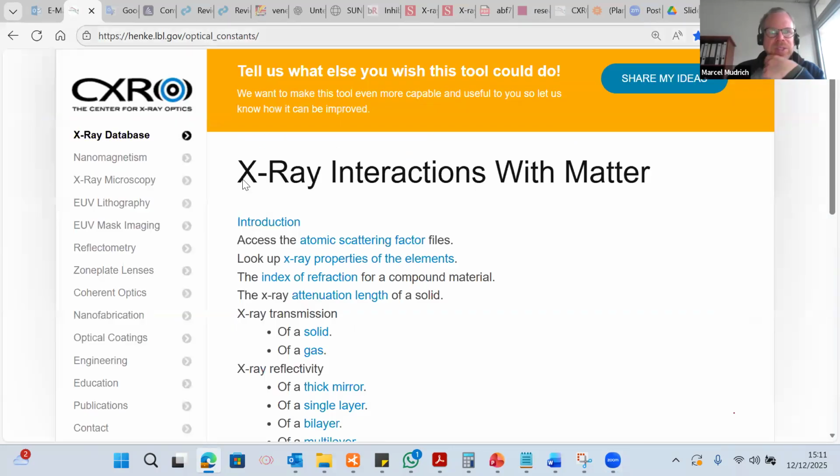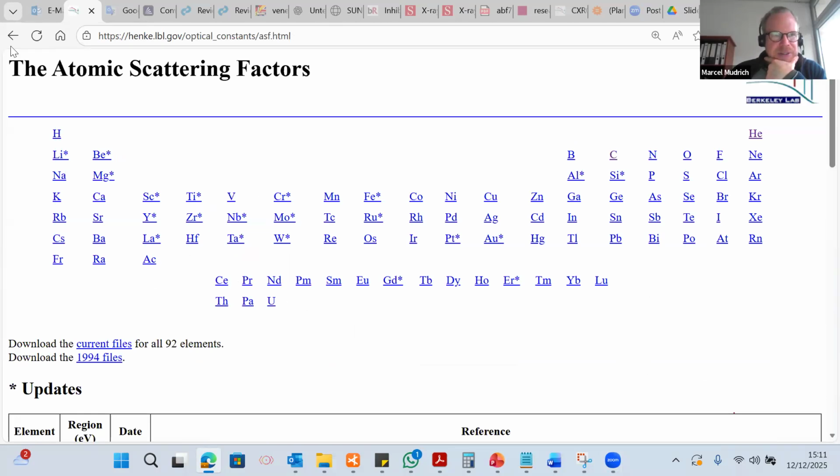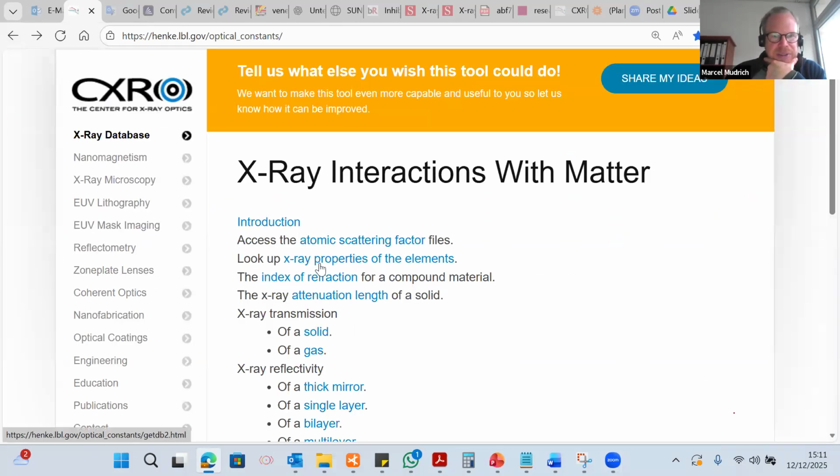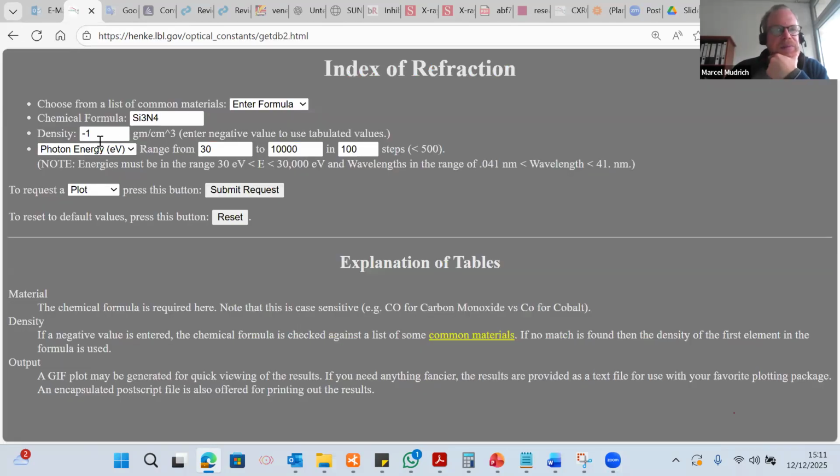So this is a very useful website. You find atomic scattering factors, for example, that we just discussed. But you also find the index of refraction. So if you're now interested in the index of refraction of gold, type in gold. Let's say from 1,000 to 20,000 eV, and submit.